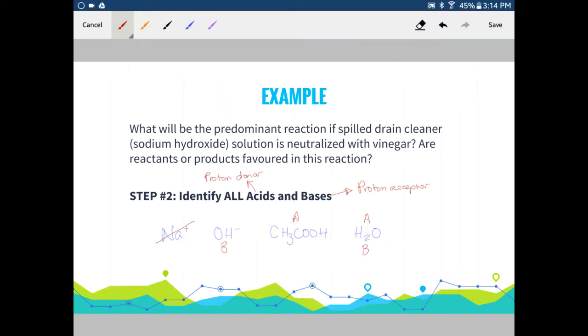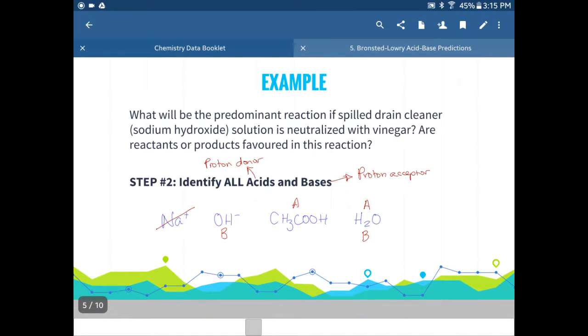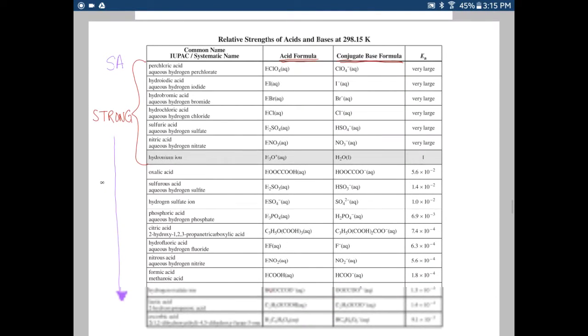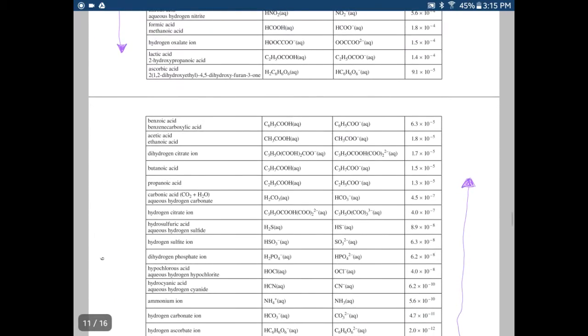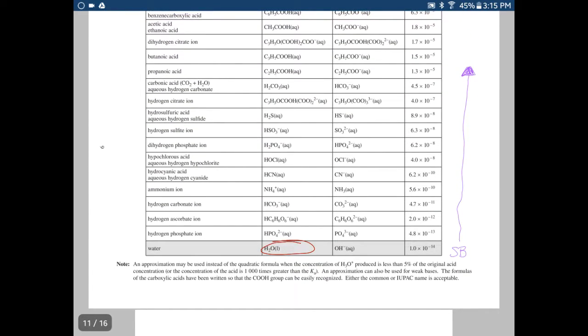So at this point, we need to definitely have our data booklet out. Now, if you're unsure which one of these entities is an acid or base, we can also confirm that by going to our data booklet and finding them listed in either the acid column or the base column. Note that, for example, I have water here in my base column at the top, and I also have water down at the bottom in my acid column. So if it's in both columns, make sure I'm listing it as both an acid and a base.